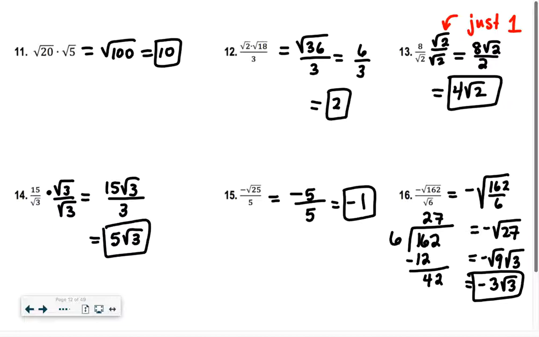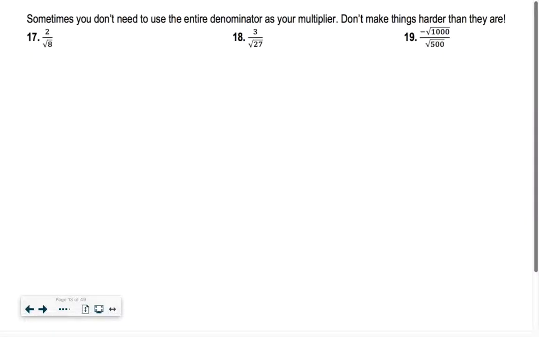Okay, the last little bit that we have talks about going too far. Sometimes you go too far and it makes your life harder. We want to be smarter than the problem. So sometimes you don't need to use the entire denominator as your multiplier. Don't make things harder than they are. If I just see the square root of 8 on the bottom, yes, I could multiply by square root of 8. But can't I go smaller? I just want to get it so that when I take the square root of it, it comes out clean with no square root. What's the smallest number I can multiply square root of 8 by to make it a perfect square?